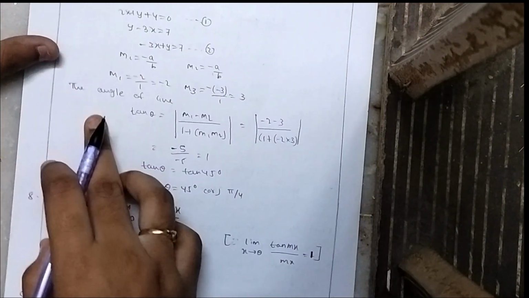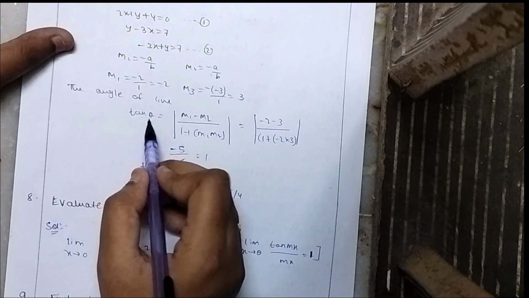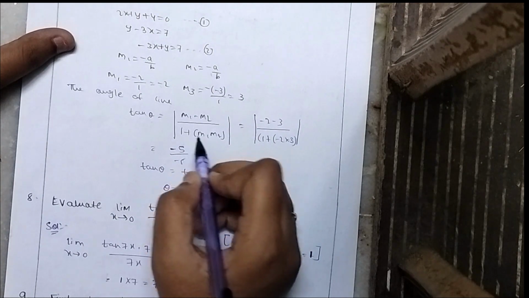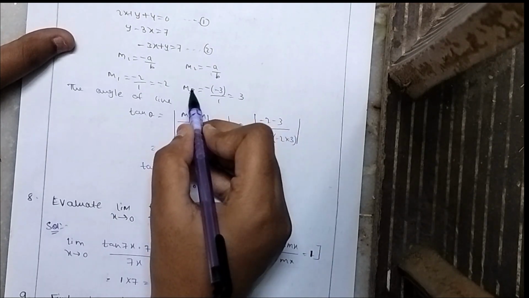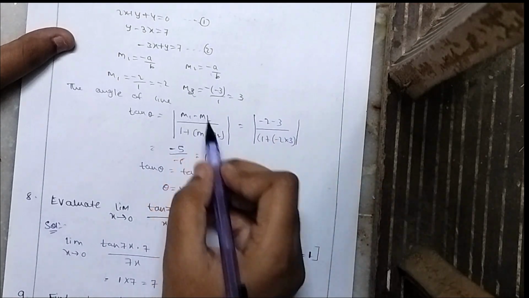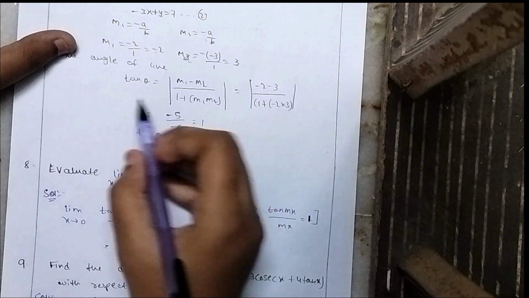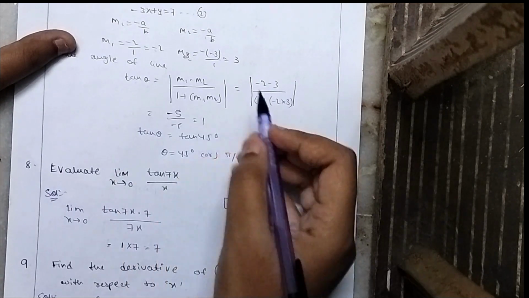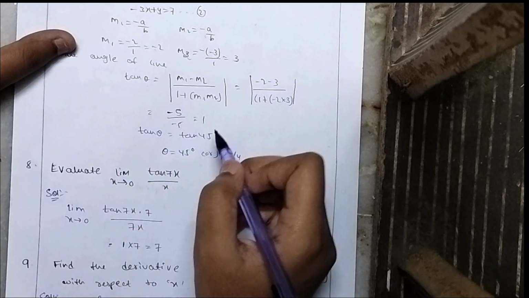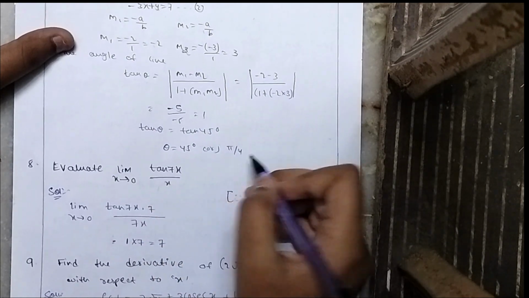To find the acute angle, we know the formula tan theta equals (m1 minus m2) by (1 plus m1 m2). Substituting m1 equals minus 2 and m2 equals 3 in this formula, we get tan theta equals 1. That means tan 45 equals 1. So theta equals 45 degrees or pi by 4.